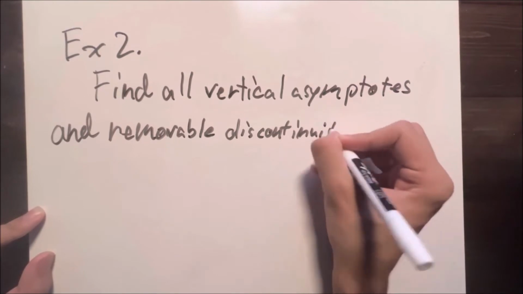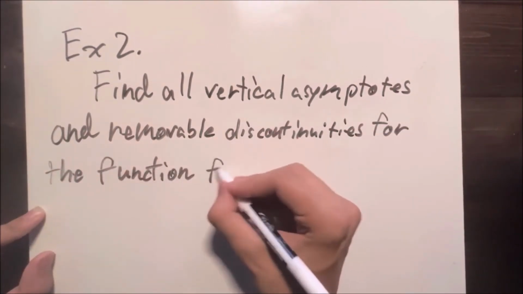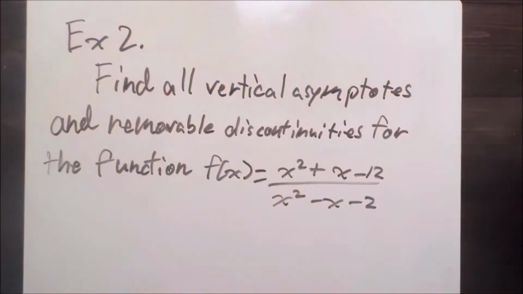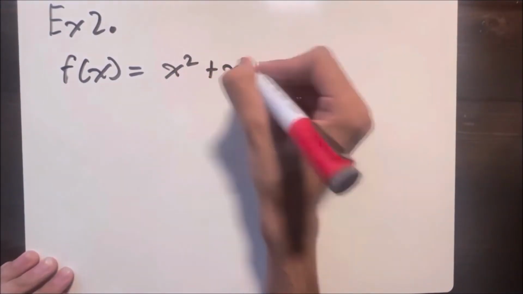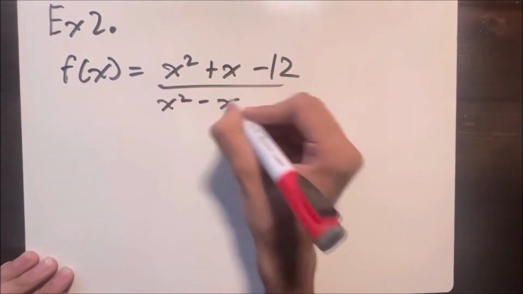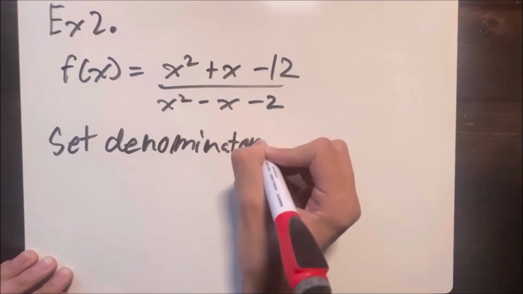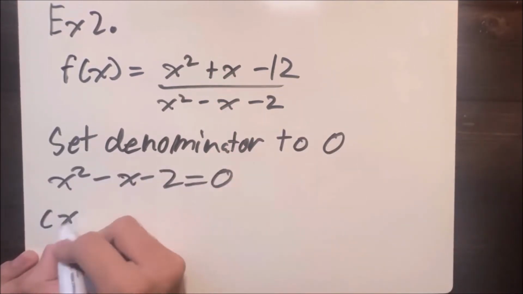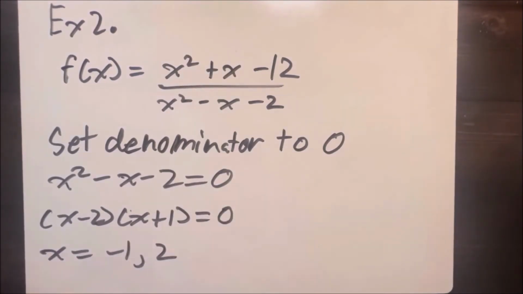Moving on to example 2, we again have to find the vertical asymptotes and removable discontinuities for the function x squared plus x minus 12 over x squared minus x minus 2. If we set the denominator equal to 0 and factor, we find that the zeros are x equals 2 and x equals negative 1.